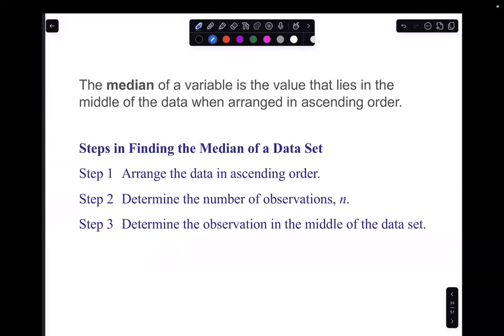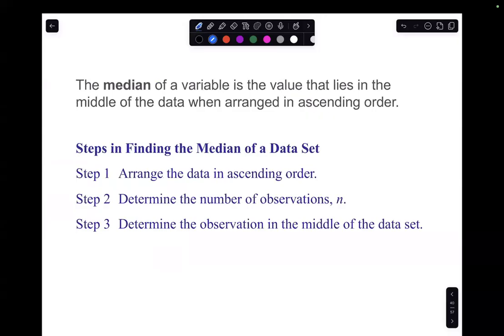Okay. Let's talk about median. Median is so super important. I cannot even express how important it is. So median is just the center of the data. If you arrange your data from smallest to largest, it is the center data value. It is the one right in the middle.